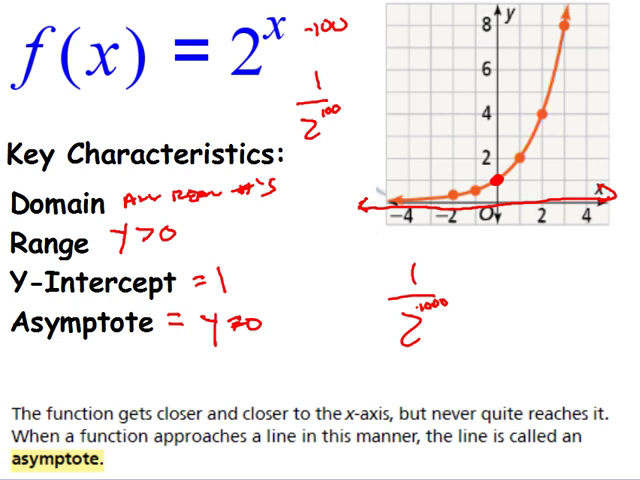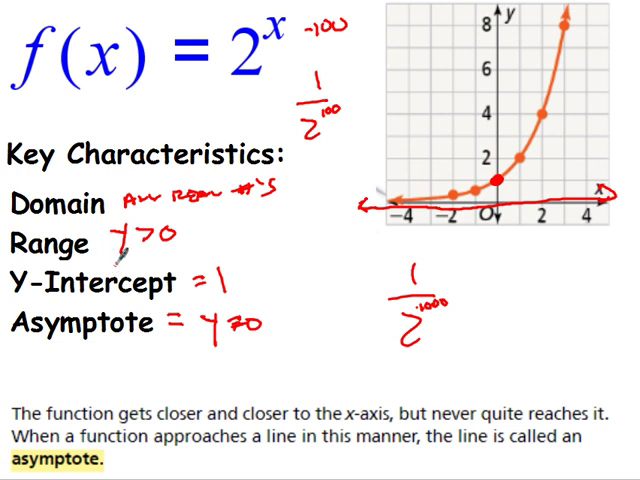Okay, these are key characteristics when we're looking at exponential functions. Domain and range, as with any other function we've worked with so far, y-intercept, and then does it have an asymptote, which they will, and then what is the actual equation of the asymptote.